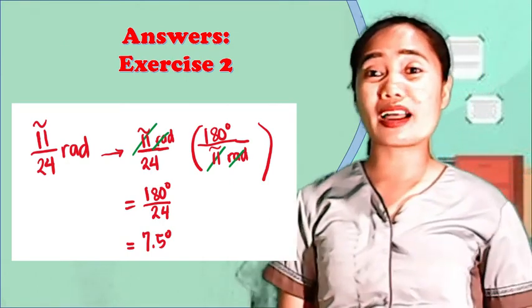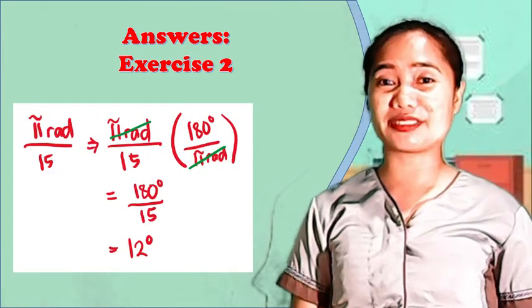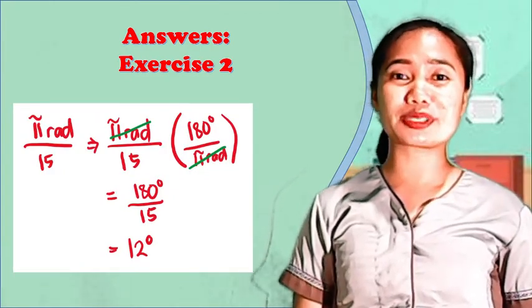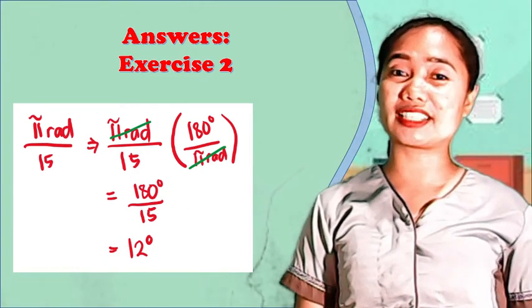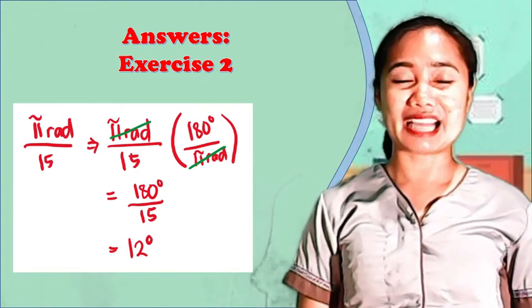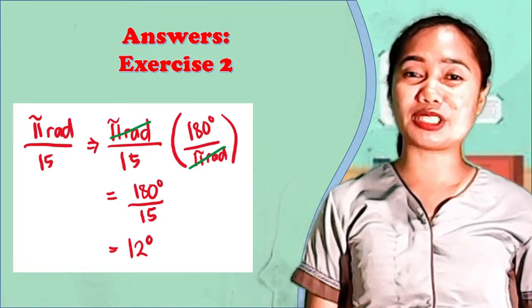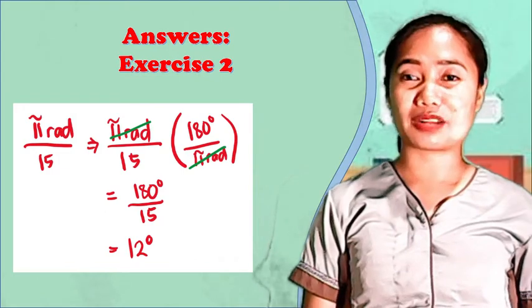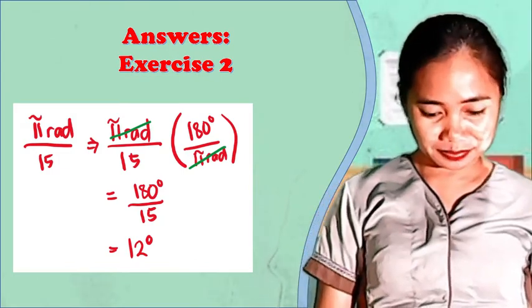Let us now answer question number 2. That is pi over 15 radians. If you are going to convert that into degrees, you have to multiply it with 180 over pi. Again, pi is cancelled, then 180 divided by 15 would be 12. So that's it. It's 12 degrees.